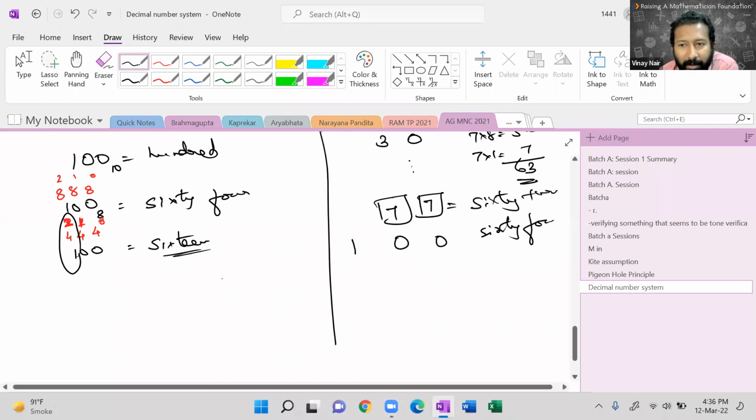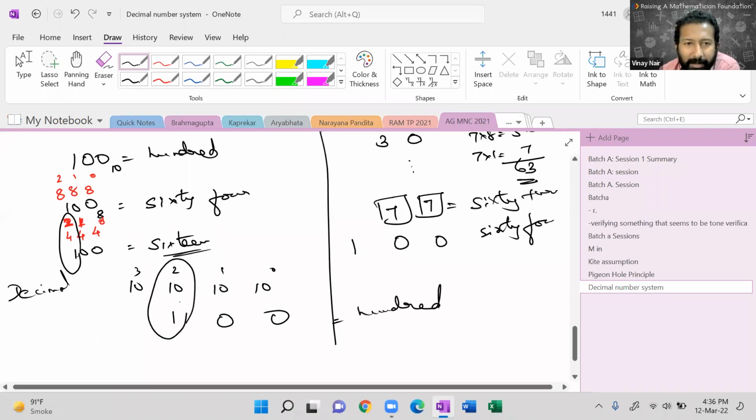Okay. So if you take the number system 10 raised to 0, 10 raised to 1, 10 raised to 2, 10 raised to 3, this is our decimal number system. So if you say 100, it is equal to 100 because 1 times 10 square is 100, plus 0 times 10 is 0, plus 0 times 1 is 0. So 100 plus 0 is 100.